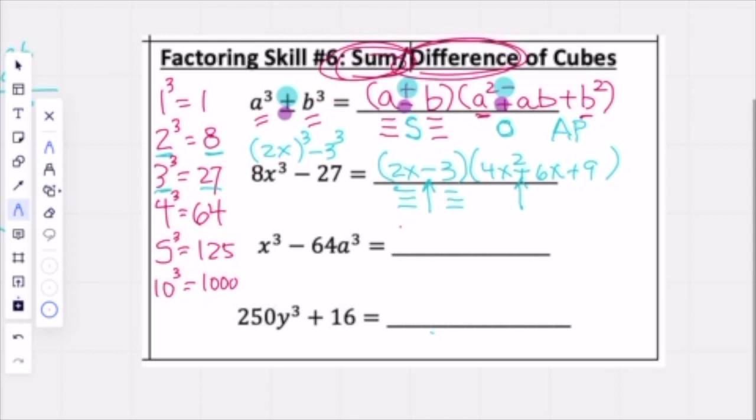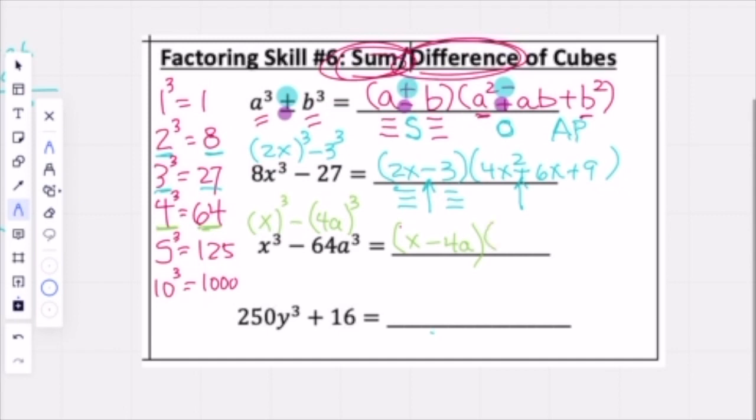All right, let's take a look at the next example. What's being cubed to make us an x cubed? That's just going to be x. What's being cubed to make us a 64a cubed? Well, since 64 is 4 cubed, that's going to be 4a. And there we go with our binomial. x minus 4a is our binomial.